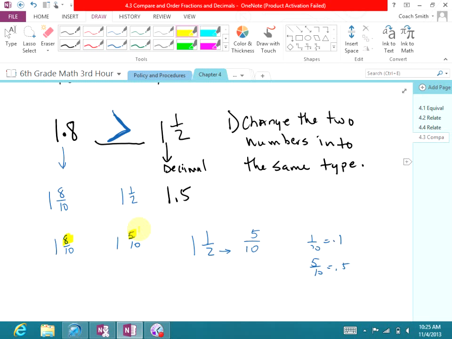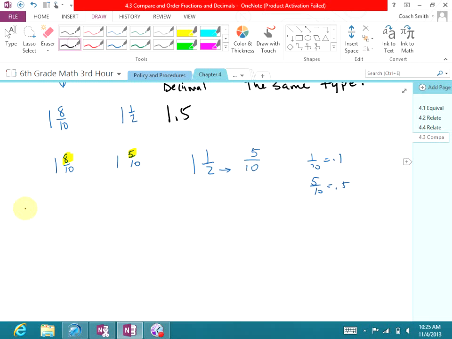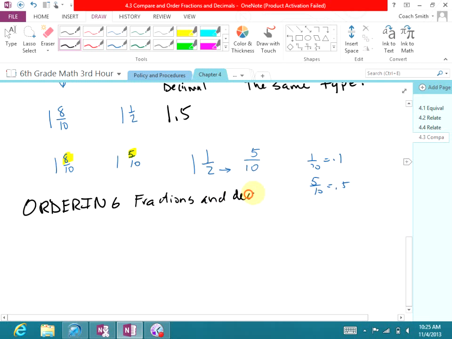Okay? So depending on which way you do it, there's, obviously other steps. But the first step is to get them in the same type. Okay? Now, I want to look at ordering fractions and decimals from least to greatest.